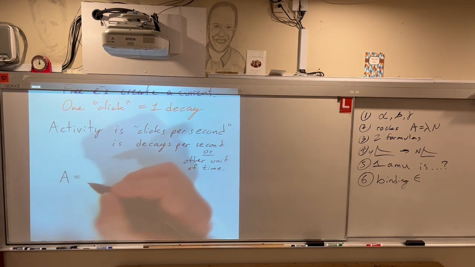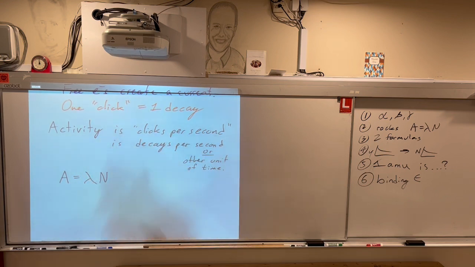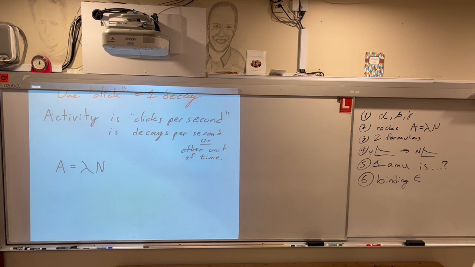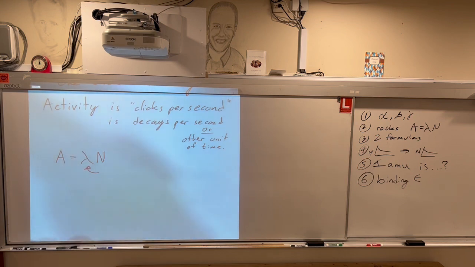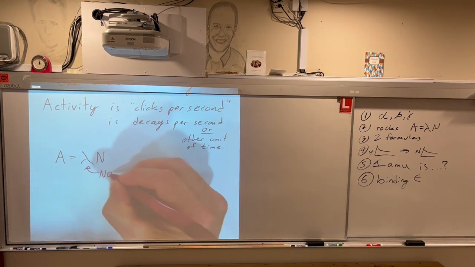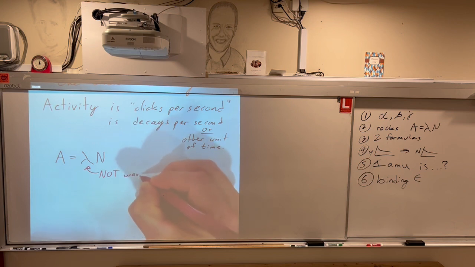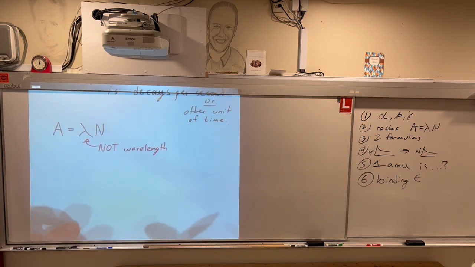A is equal to lambda N. Well, this lambda is not wavelength. Why are there like four different lambdas? There's a lot of p's as well. I'll write this to be clear, not wavelength. What it is, lambda is the probability of any nuclei decaying.